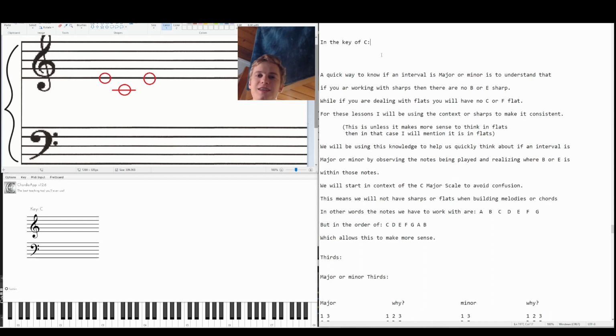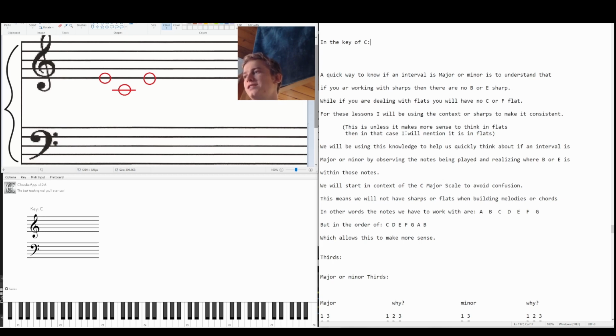Okay, so now in this next example, we're going to be thinking about being in the key of C. Again, the key of C has no sharps and no flats, and this can help us really understand at the base level what's going on here. So we're going to be thinking about whether an interval is major or minor. If we're working with sharps, in the chromatic scale there are no B or E sharp. While when you're dealing with flats in the chromatic scale, you have no C or F flat. For these lessons, I will just be using the context of sharps to make it consistent, and I think it's also easier.